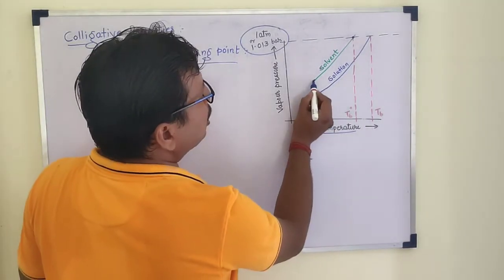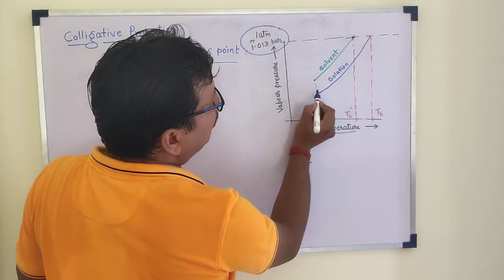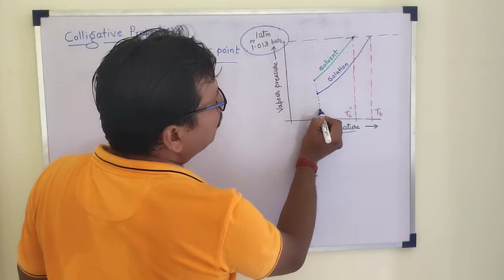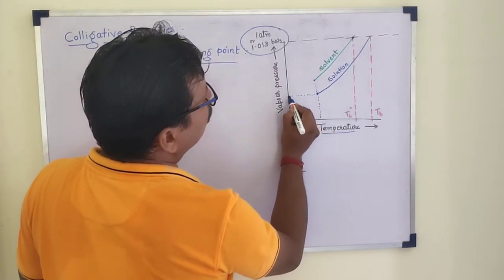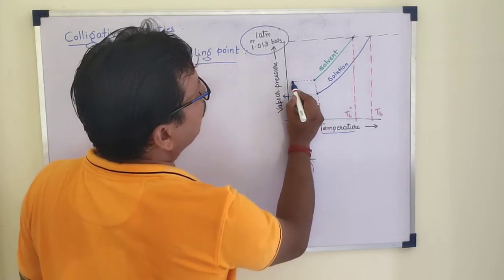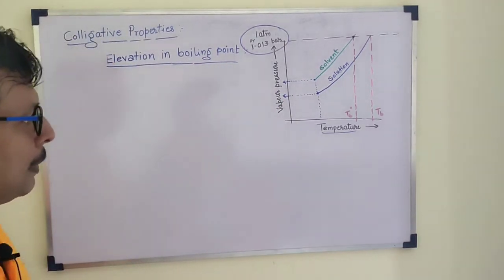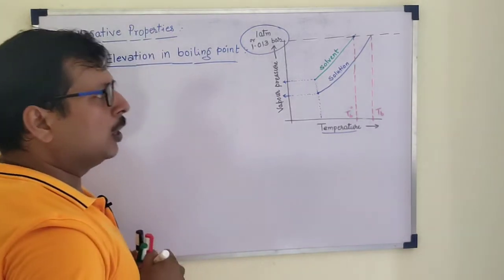If you see this point, this point of vapor pressure is what I am talking about. At this temperature, the vapor pressure of the solution is this one, which is lower than the vapor pressure of the solvent. सॉल्वेंट के वेपर प्रेशर से सेम टेम्परेचर पे सॉल्यूशन का वेपर प्रेशर लोअर डाउन होता है.